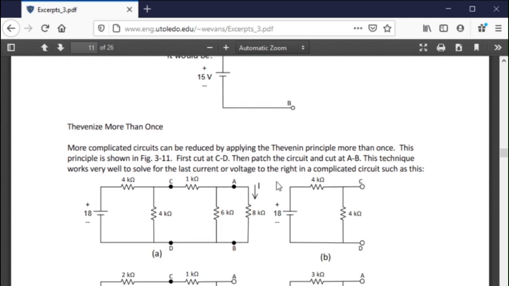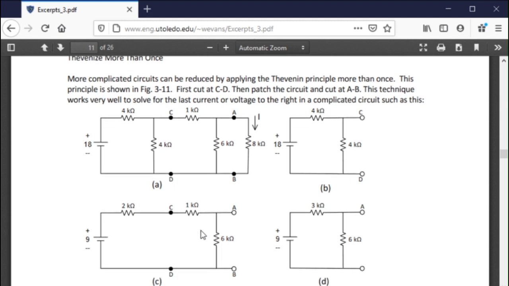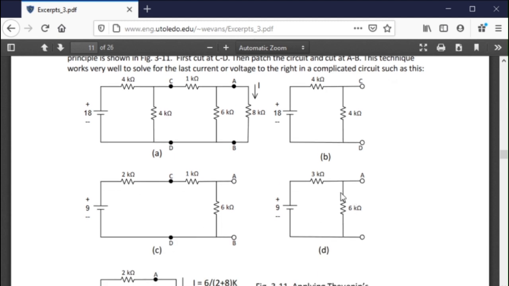You can Thevenize more than once. Believe it or not, you can do that. If I first cut it here and put it back together again, look what happens. Well, I take the 18 volts, don't I? I've got 18 volts to start with, but if I cut it, it drops to 9. Here's my R Thevenin, first time around. Then they can be put back together again, the 2K and the 1K, giving me 3K. Now I can find the Thevenin equivalent circuit of that one right there.